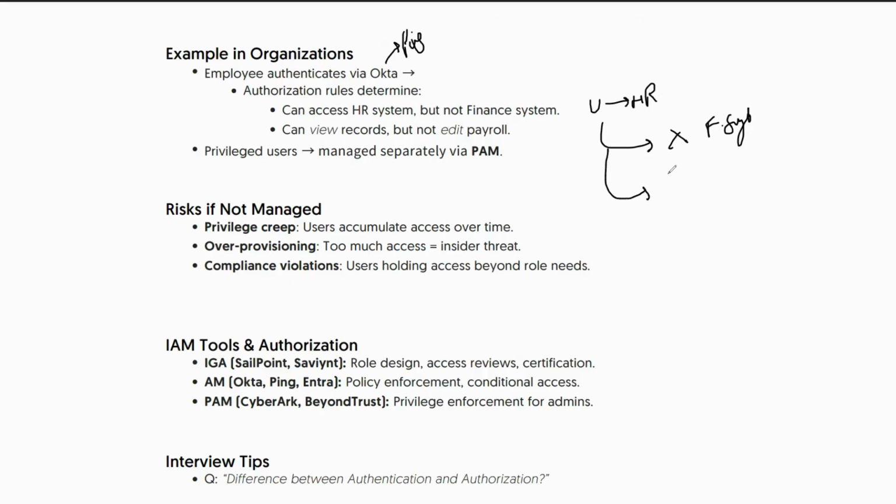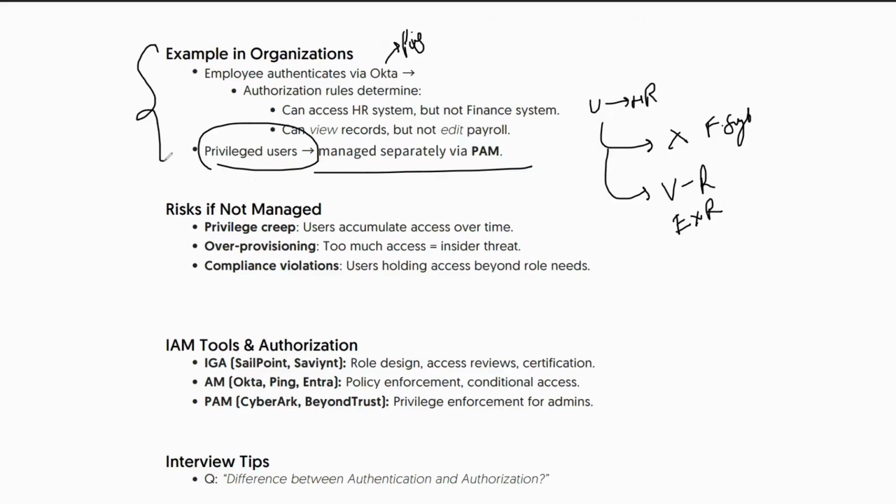Further, you may be working in a project with the finance team, so you can view the records, but not edit the records, right? And definitely the privileged user world is also managed separately via PAM, which is the privileged access management system. So this is a small example, I would say, on the organizational level.